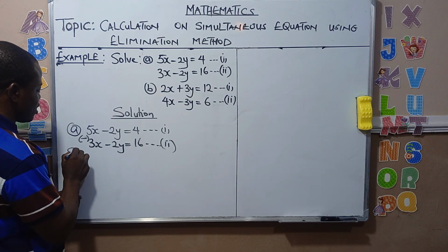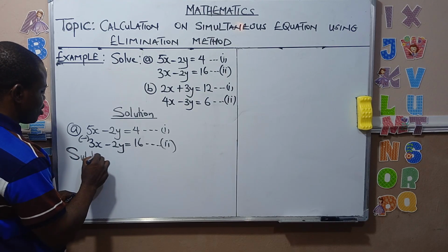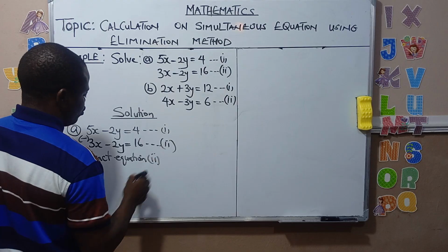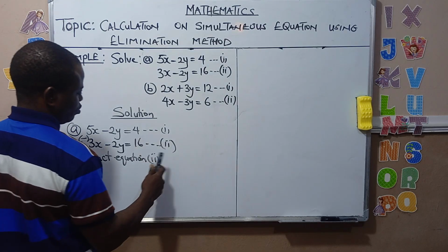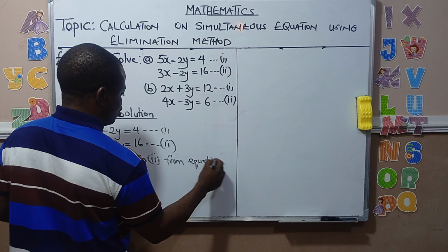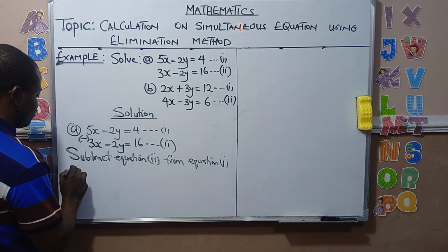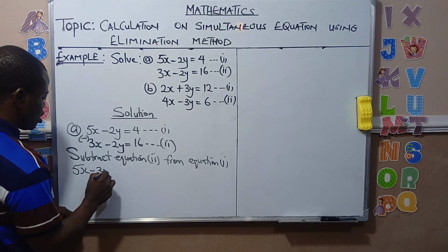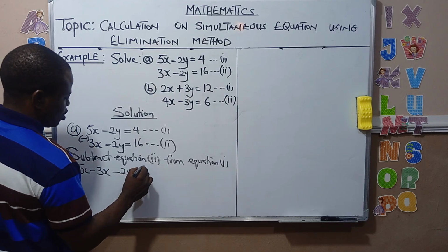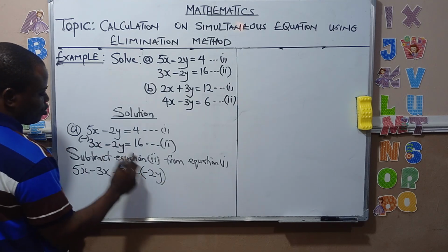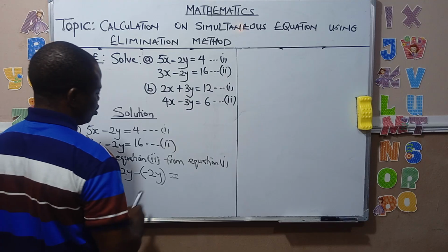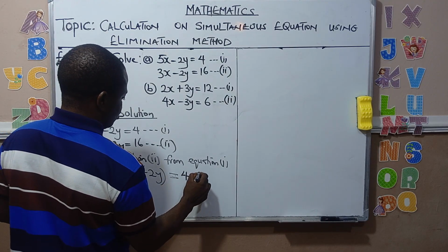Put the negative sign here so that you don't forget. Let's write it as a statement. Subtract equation 2 from equation 1. When you do that, now write 5x minus 3x, minus 2y minus 2y, equals 4 minus 16.